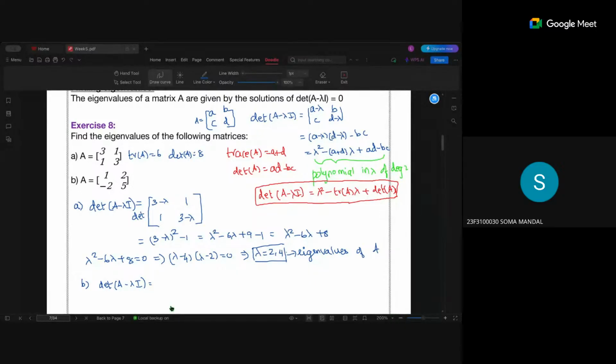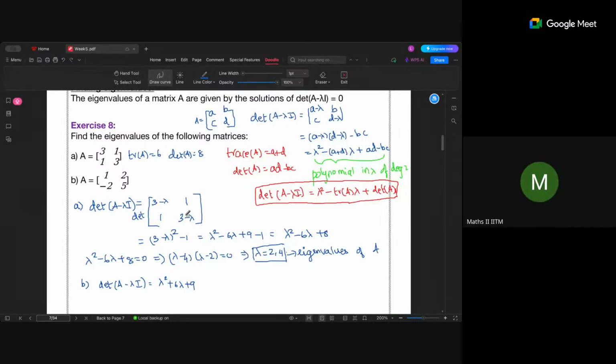Lambda square minus 6 lambda plus 9. Correct. Yes, it's minus 6 lambda, sorry, plus 9. Lambda will be 3. Yeah, correct. So both the eigenvalues are 3. Okay. So these are the eigenvalues of B.